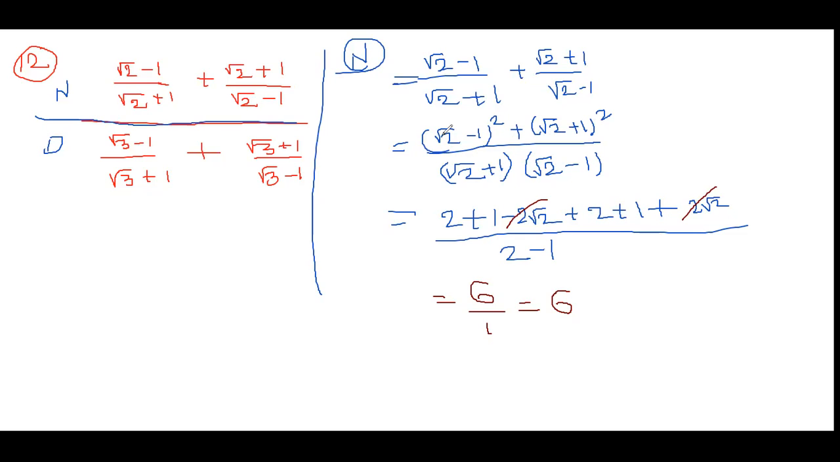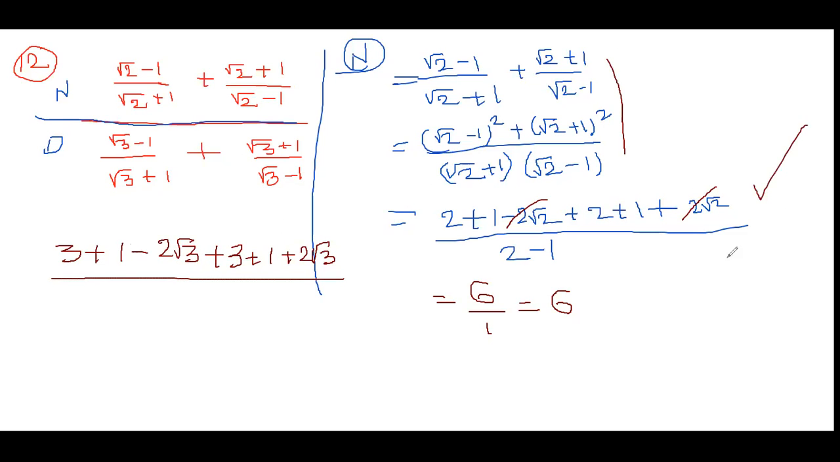So here root 2 whole square means 2 only. Similarly, here what will come? 3. In the next term, plus a square b square, that is 1, minus 2ab, that is 2 root 3, plus 3 plus 1 plus 2 root 3. And for the denominator, there is no need of doing the problem again. You can enter directly into this step.